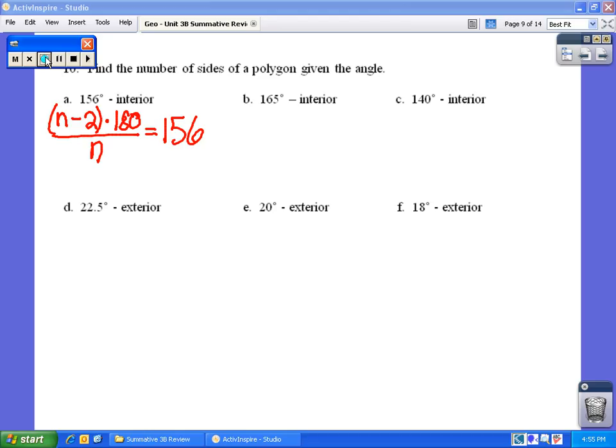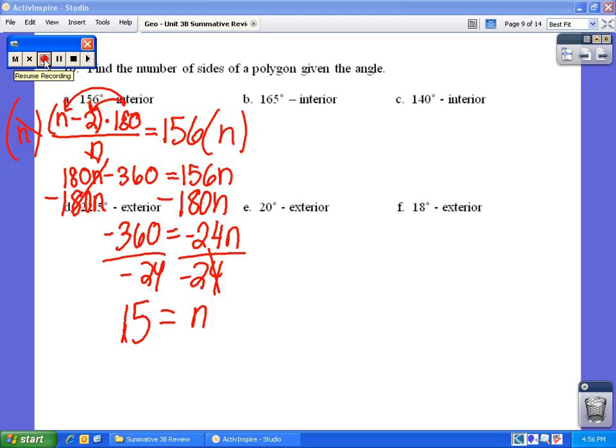This time, instead of knowing the number of sides, we know the measure of one interior angle. So I set up my equation, n minus 2 times 180 divided by n, and set that equal to 56. You're going to have to use some of your algebra skills. Check your work with mine. You should have gotten n is equal to 15 sides.